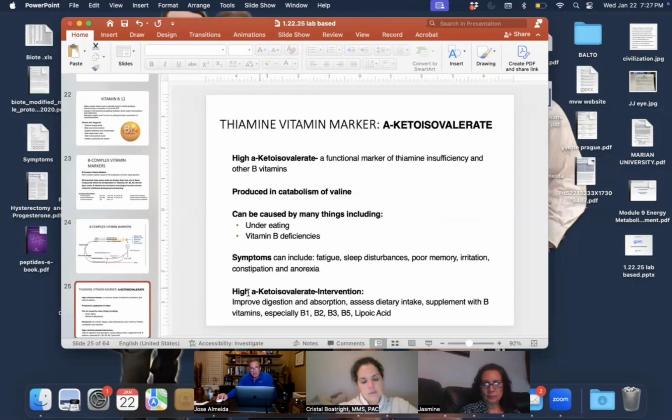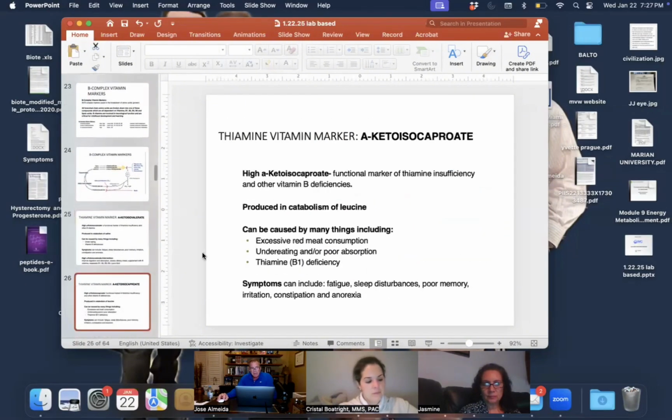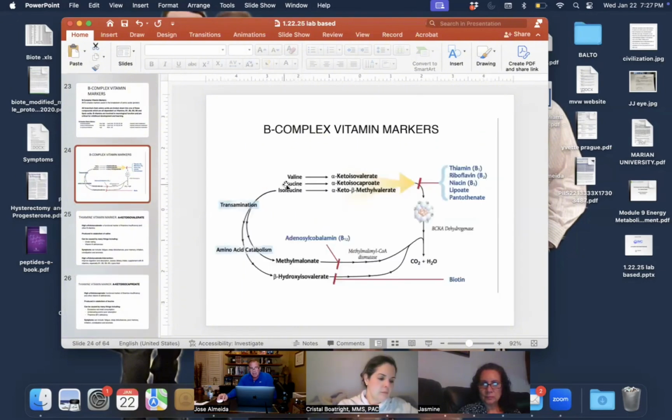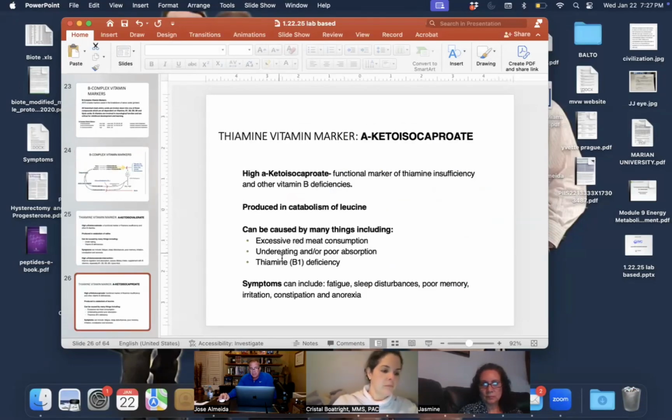All right, this is just the overall concept. This is going to say the exact same thing for this one: alpha ketoisocaproic acid, which is leucine. This is leucine not getting converted. It builds up as ketoisocaproic acid, a leucine problem. Same type of thing: not eating well, vitamin B deficiency, same symptoms.